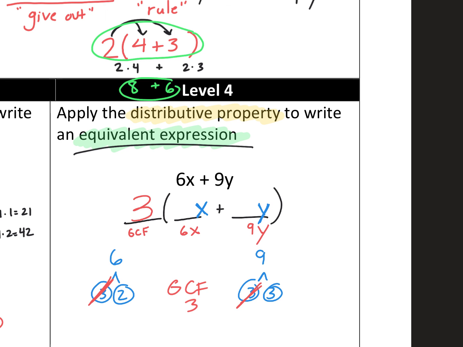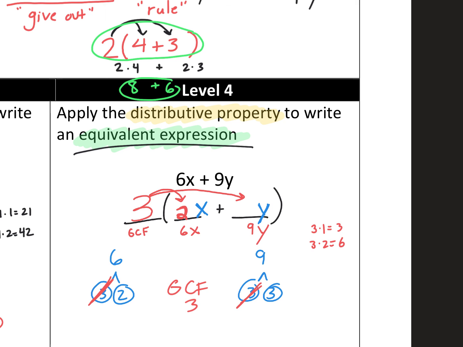Okay. So I have to figure out 3 times some number will give me 6, and 3 times some number will give me 9. In my calculator or in my head, I could say, okay, what's 3 times 1? That's 3. That doesn't work for either one. What's 3 times 2? That's 6. Ooh, that works right here. So I'm going to put a 2 here. Right? 2x, because 3 times 2 gives me 6, and I have my x, so 6x.